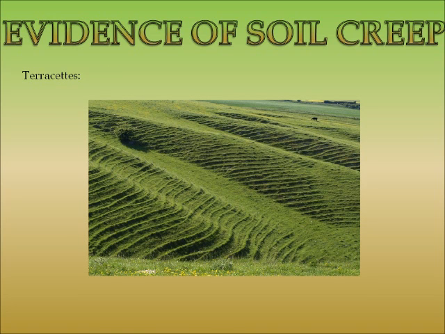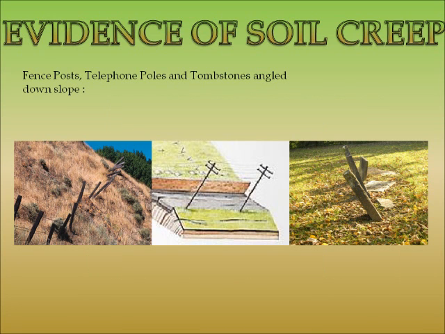Terraces. In geomorphology, a terracette is an irregular step-like formation on steep hill slopes. It is formed when saturated soil particles expand, then contract as they dry, causing them to move slowly downhill. Fence posts, telephone poles, and tombstones angled down slope. As soil slowly creeps down a slope, structures such as fence posts, telephone poles, and tombstones that are normally upright also move downward with the soil, causing them to be angled down slope.